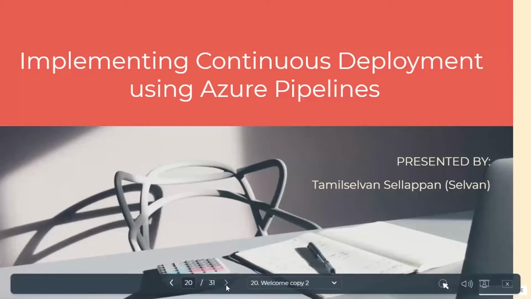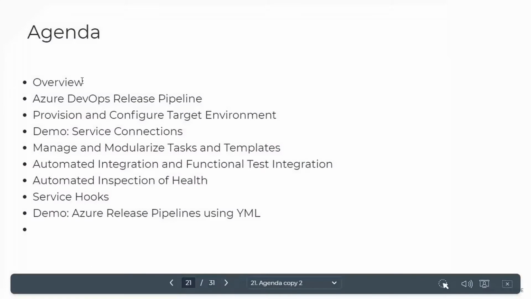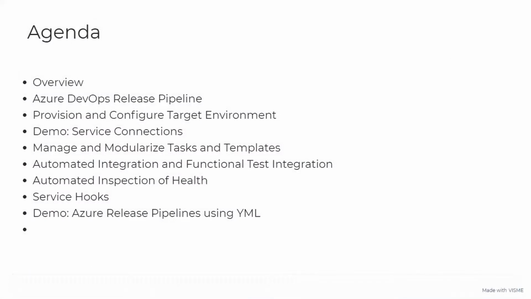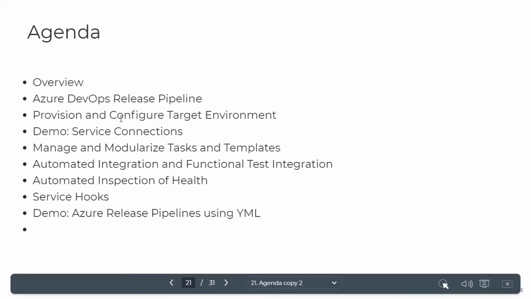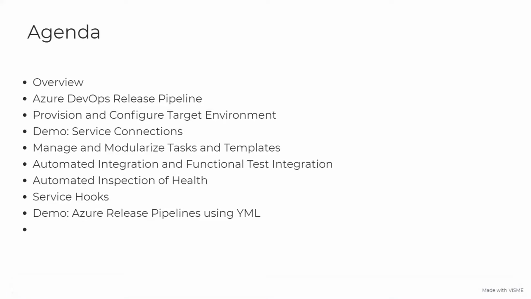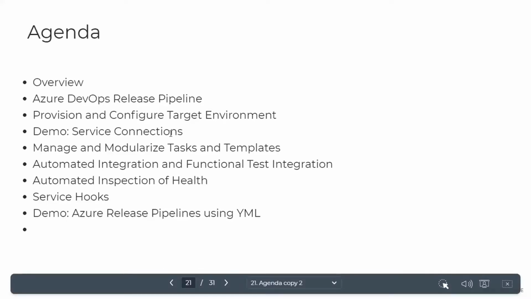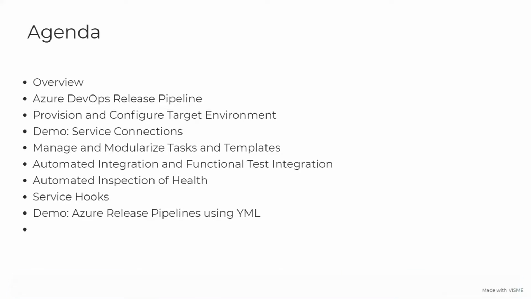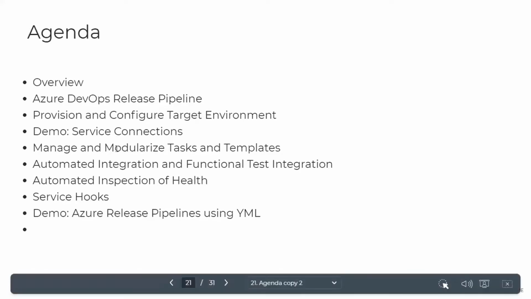So let's see the agenda. The first one is the overview of the Azure release pipeline, and the next one is provisioning and configuring the target environment, the basic stuff. And the next one, we are going to see how to create the service connections. And the next one, manage and modularize tasks and templates.